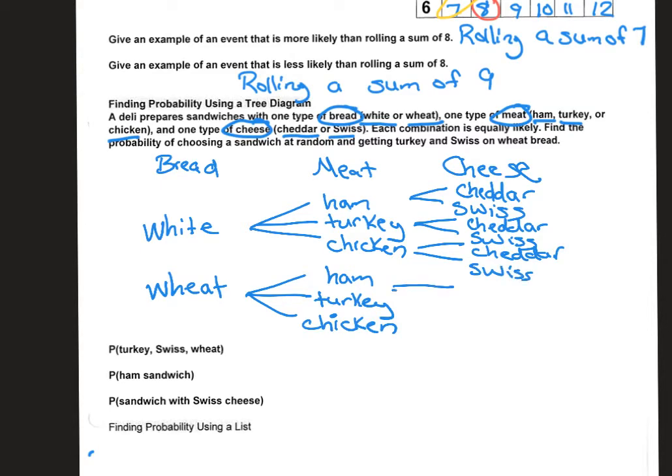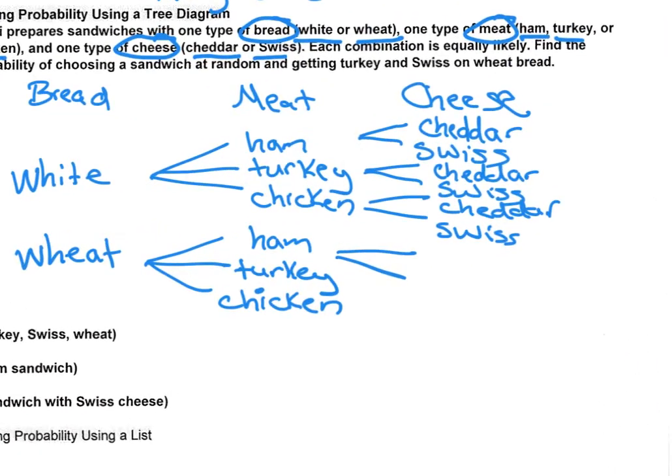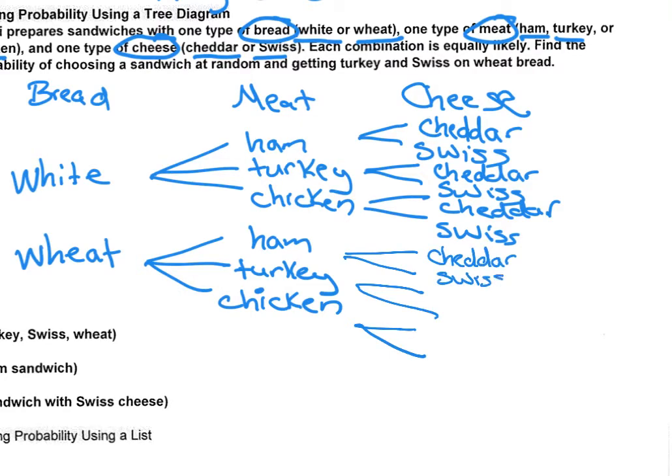Same thing happens down here. Maybe just a little bit bigger, so again, from our ham, our turkey, and our chicken, we have cheddar and Swiss, cheddar and Swiss, and cheddar and Swiss.